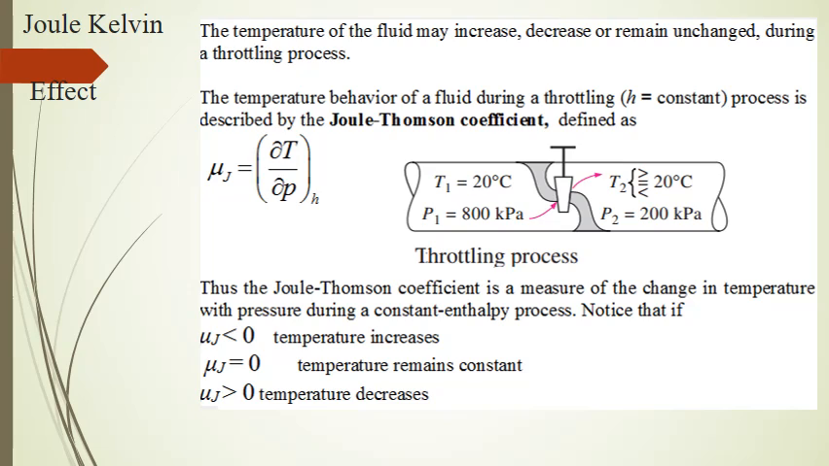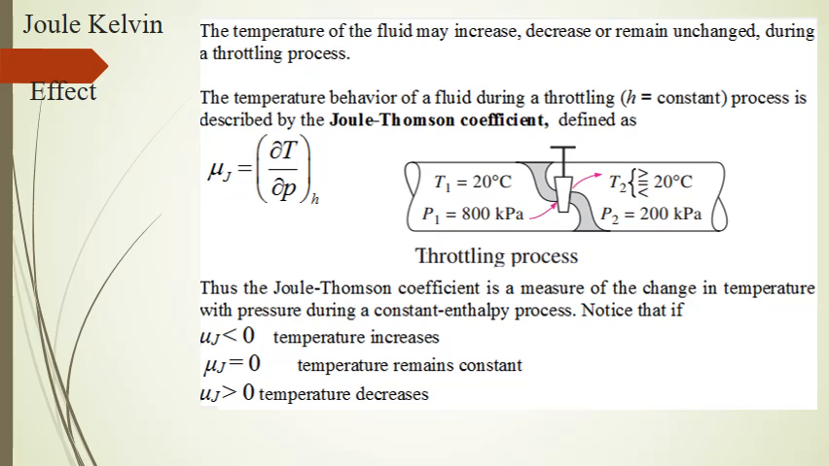The temperature behavior of a fluid during a throttling process, while enthalpy is constant, is described by the Joule-Thomson coefficient, which is defined as the change in temperature per unit change in pressure when enthalpy is constant. Thus, the Joule-Thomson coefficient is a measure of change in temperature with pressure during a constant enthalpy process.